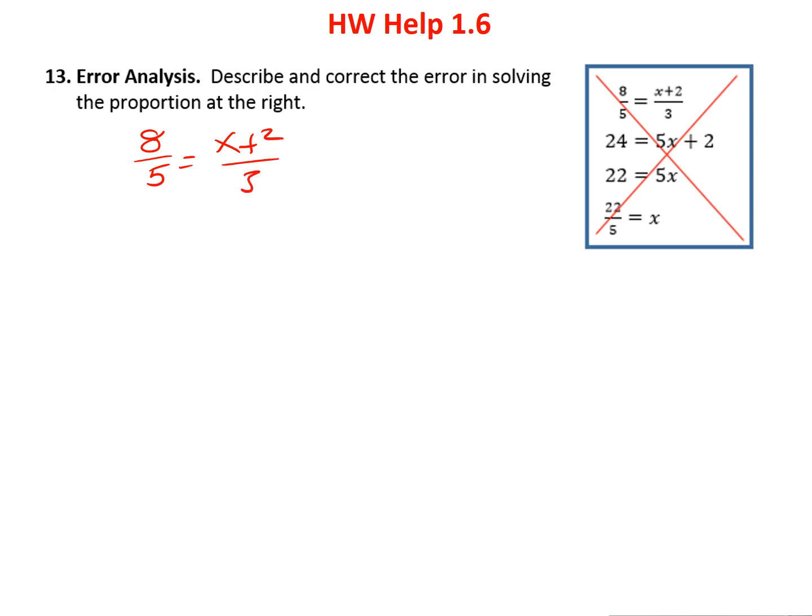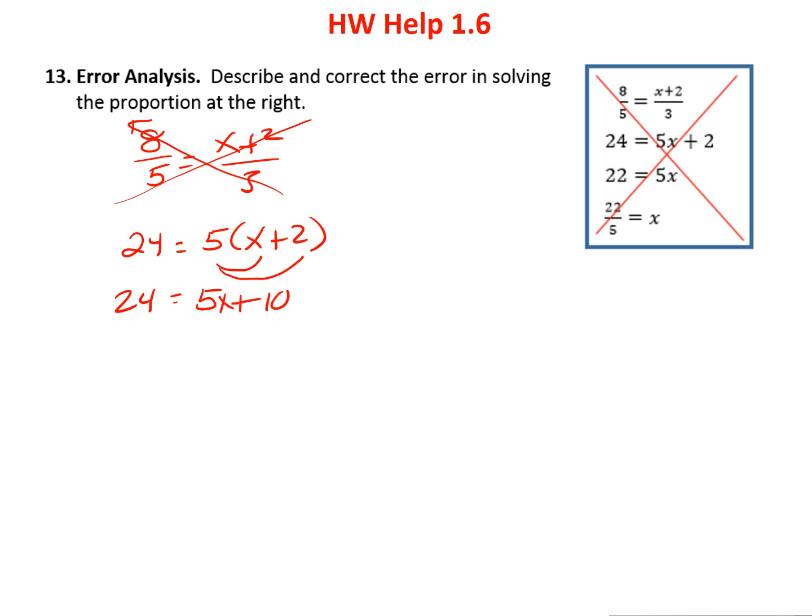So the first thing they did was multiply 3 times 8, and they got 24, and that's right. The second part, though, was to multiply 5 times x plus 2. Now watch the distribution here. It's going to be 5 times x, 5x, but then it's also 5 times 2, so plus 10. You see the error they made there? They multiplied the 5 times the x, but they left the 2. They did not do 5 times 2. Very common error, but that's where they made the error.